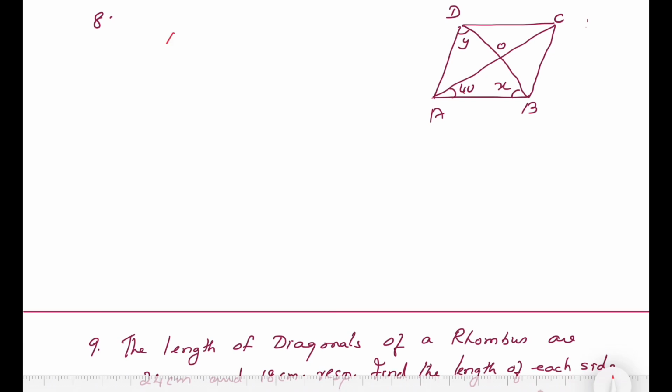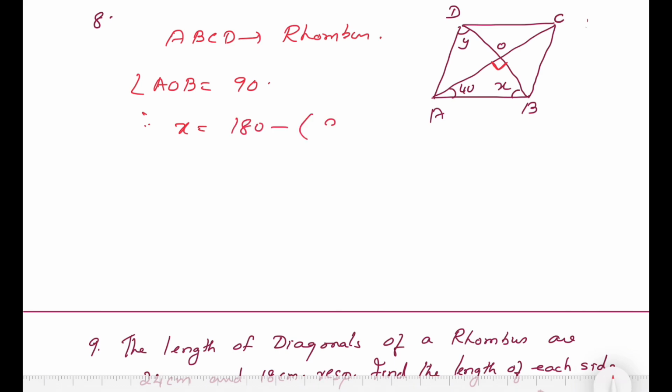Now here also ABCD is a rhombus. 40 is given. In a rhombus, the diagonals bisect at right angles. So this is 90. You can do this in various ways. You can find angle ABC and then divide by 2, or you can use this as 90. Angle AOB is equal to 90. Diagonals bisect at right angles. Therefore x is equal to 180 minus (90 plus 40), so equal to 50.